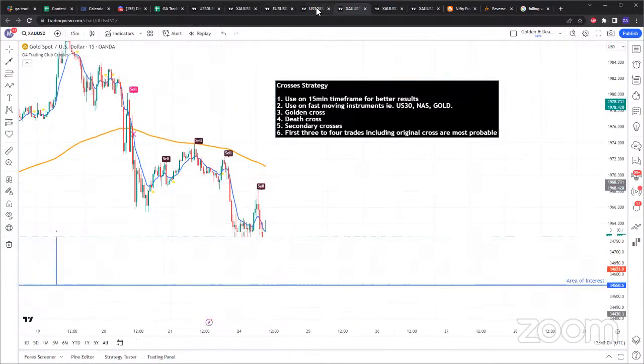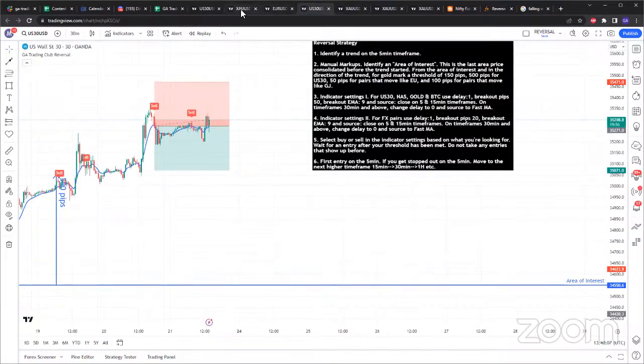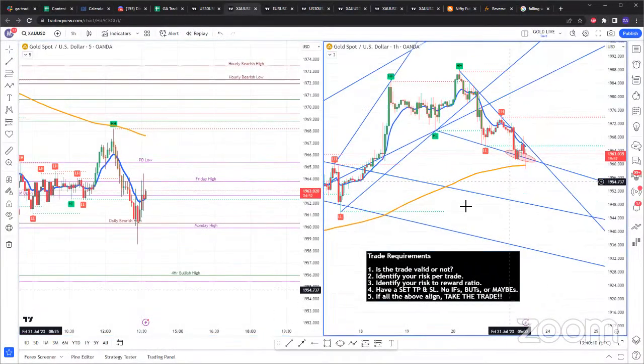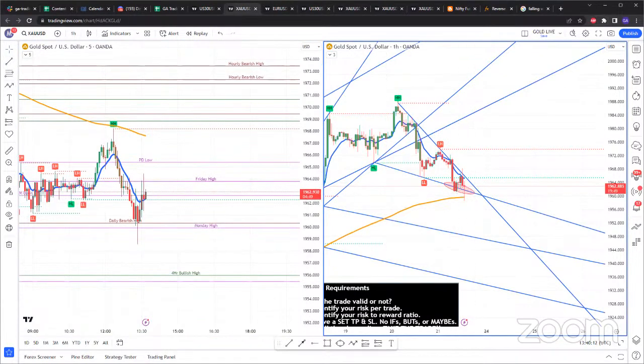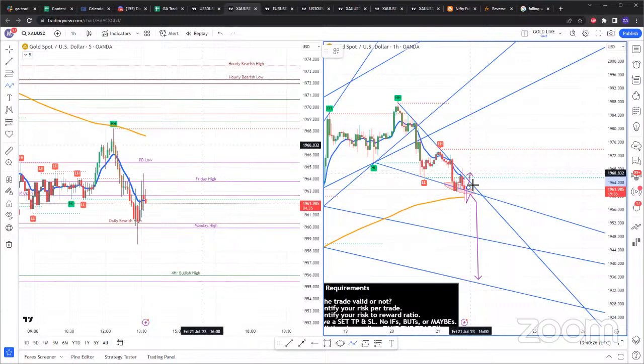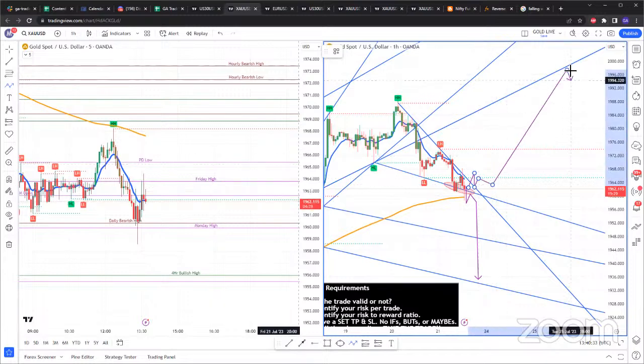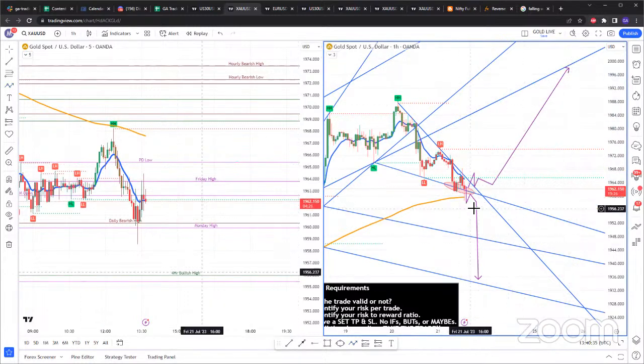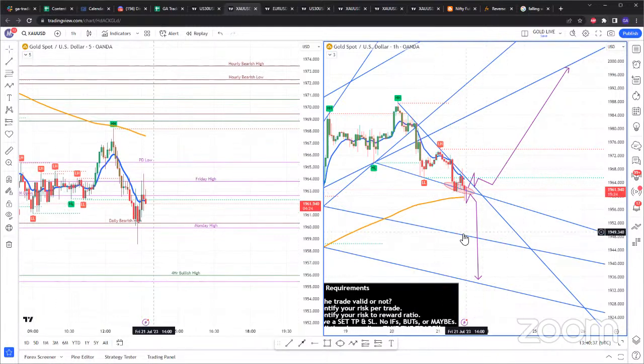So right now, I wouldn't be looking to take any gold trades until either we get a closure below this trend line on the hourly, retest and closure below, then I would take a sell. But on the other hand, if we get a closure above this upper part of the wedge, retest and closure above, then I would look to take a buy. So until that happens, I'm going to stay out of gold until we get that proper confirmation.